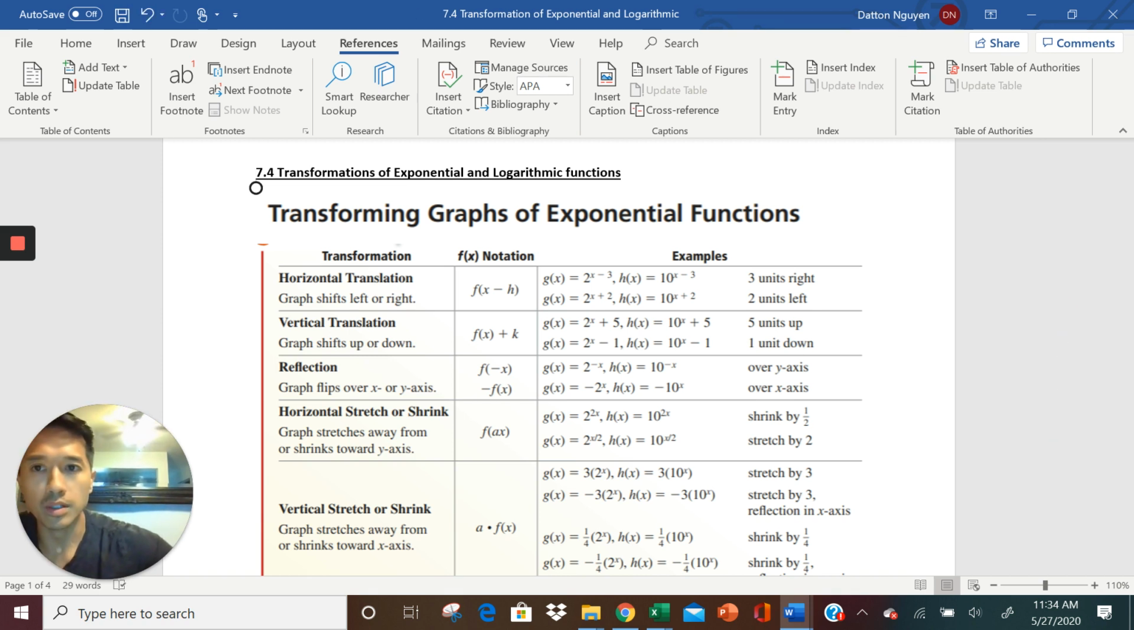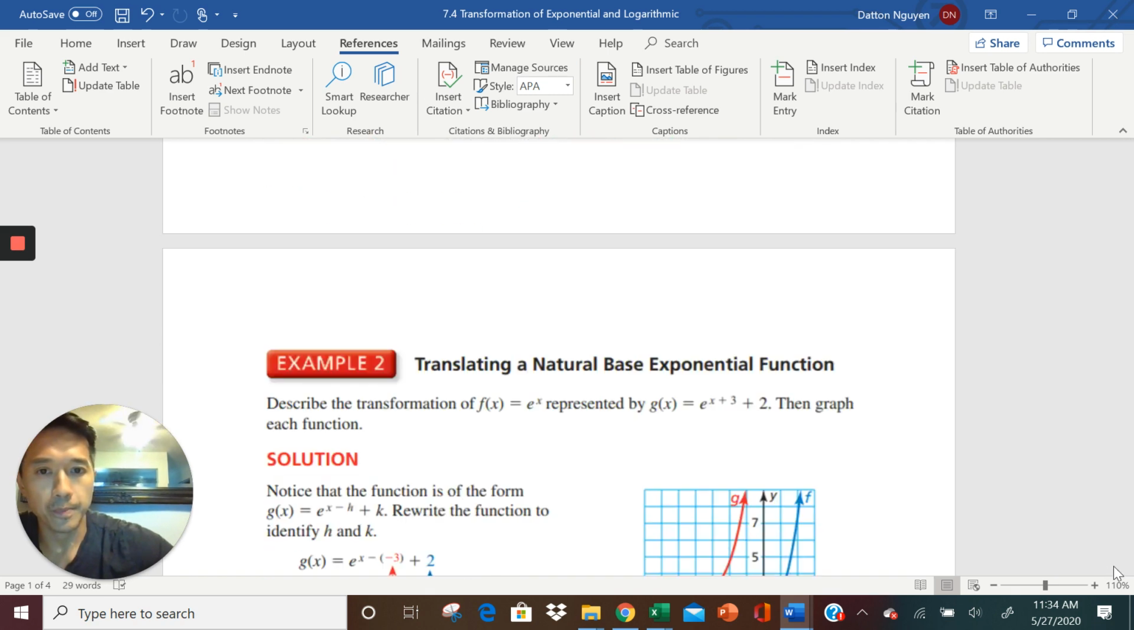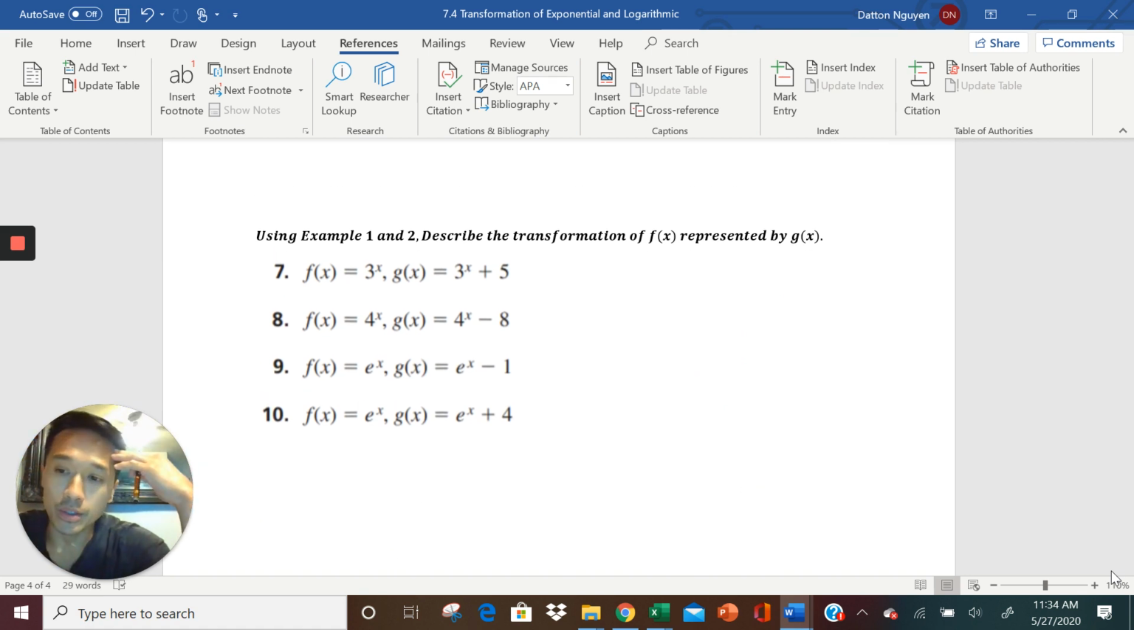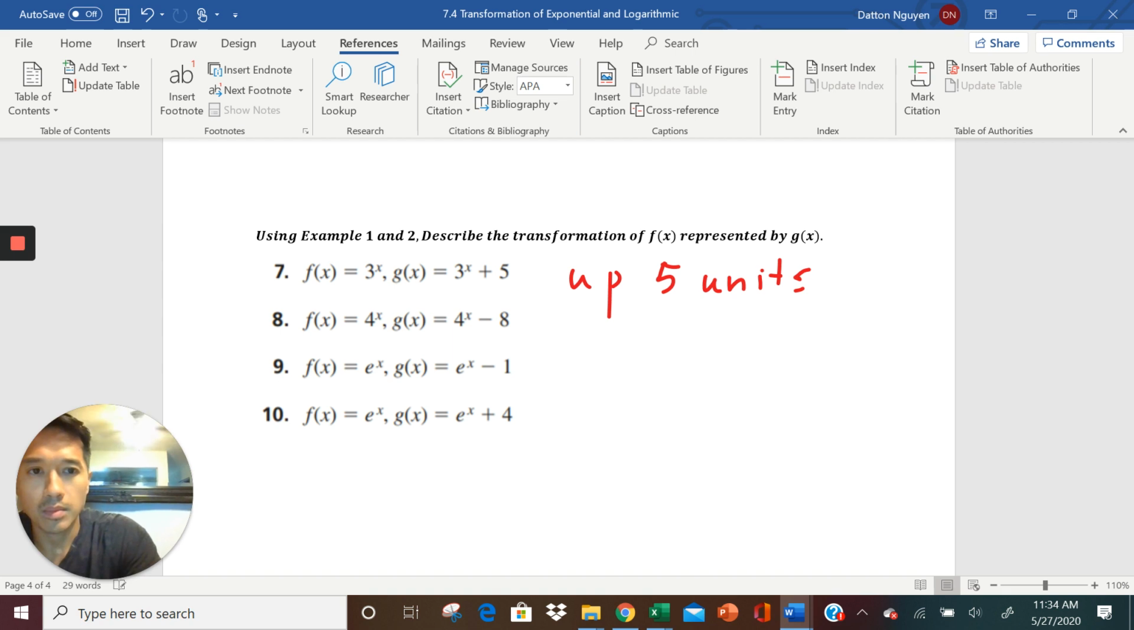So let's move down here real quick. Again, I'm using examples 1 and 2 to describe the transformations of f of x represented by g of x. So for number 7, if f of x is 3 to the x power, that's the original function, and g of x is the transformation. So 3 to the x power plus 5 means it is up 5 units. Okay, that's what that means.